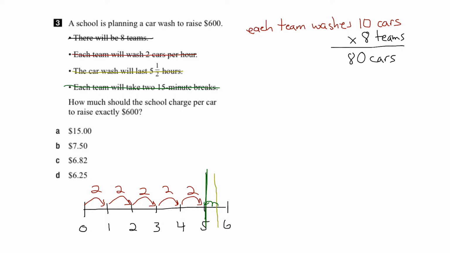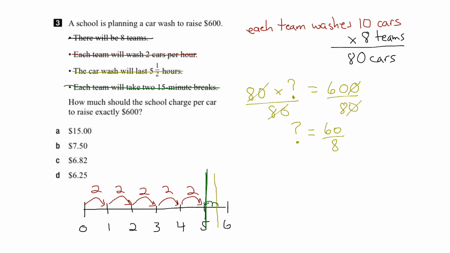So now we're ready to go and tackle the question, how much should the school charge per car to raise exactly $600? Well, we've got to write an equation here, and we've got 80 cars times some amount that we're going to charge for each car wash should equal $600. So solving this equation, I can divide both sides by 80, and we can see that on that side, the 80s would cancel. On the right side, I can take off a 0, and so the amount that we charge per car would be 60 divided by 8.